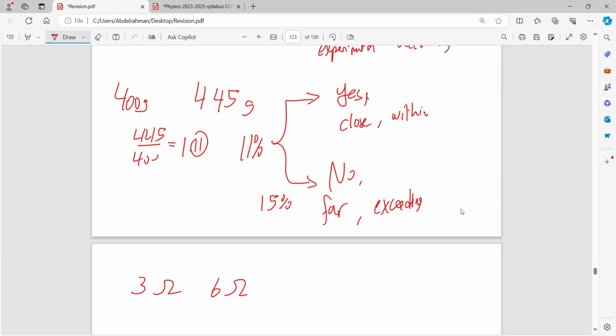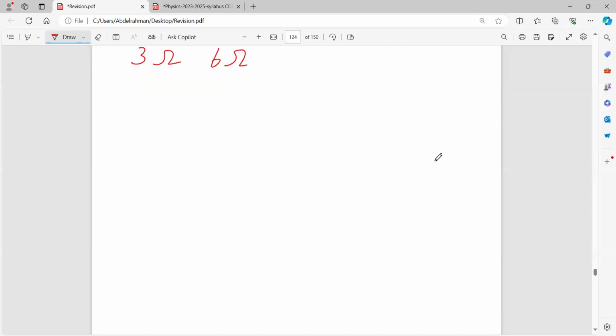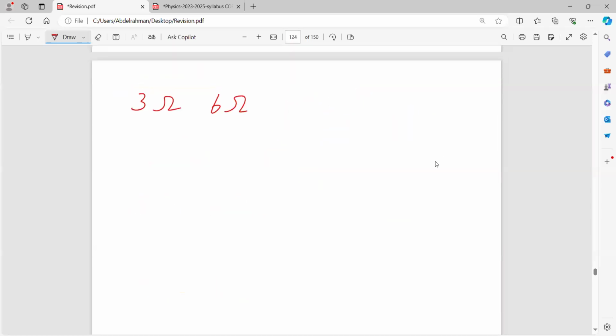This is one of the very, very popular questions in paper 6. Probably you'll never have a paper 6 without this question. You have to have at least one question asking you, are these numbers the same or are they not the same? For example, if I calculate two resistors, and the resistance of one of the resistors is 4.5 ohms, and the other resistor is 4.9 ohms. Are they the same number or not?